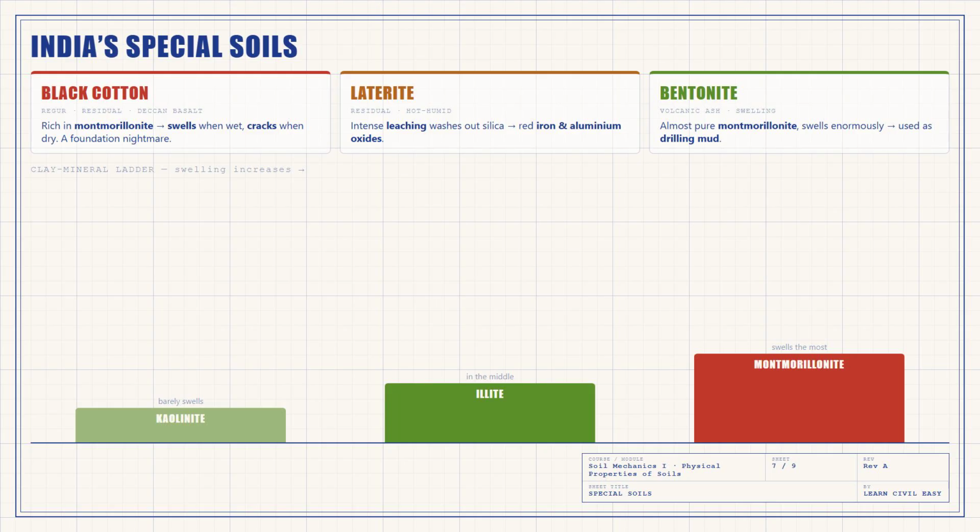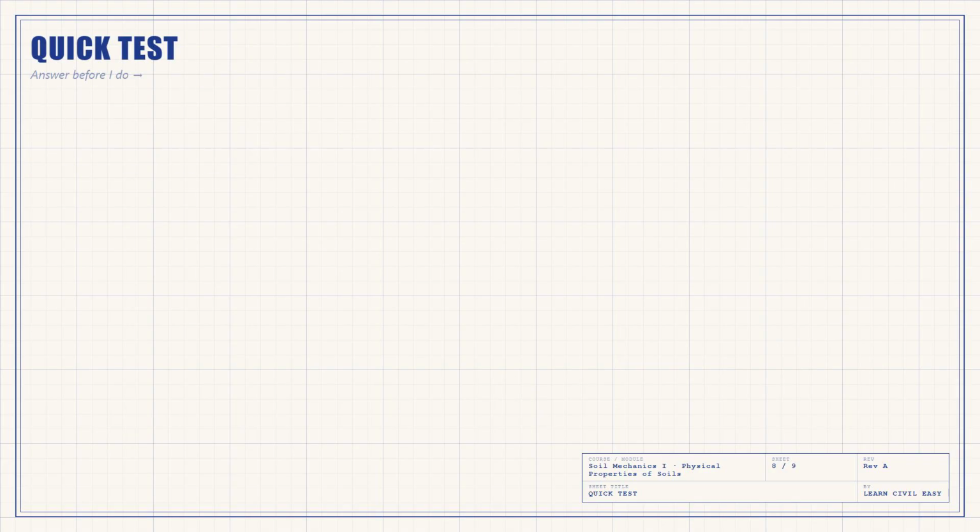And remember, the clay minerals sit on a ladder. Kaolinite barely swells, illite is in the middle, and montmorillonite swells the most. Let's lock it in with 5 quick one-liners. Try to answer before I do.